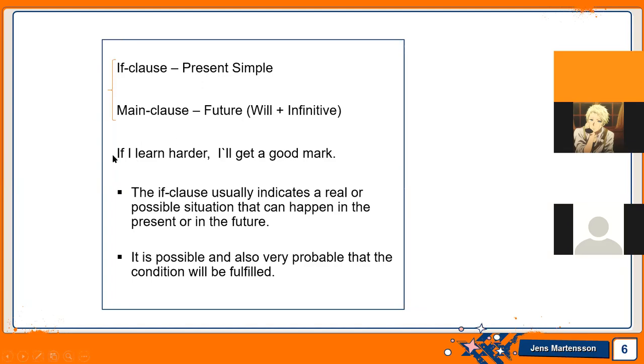An example: if I learn harder, I will get a good mark. Nah, ini kan present tense. If I learn harder, this is simple present tense, using if. I will get a good mark. So I will, this is future. So there will be a complete conditional sentence type 1. If I learn harder, I will get a good mark. The if clause is simple present tense and the result clause is simple future or future tense.